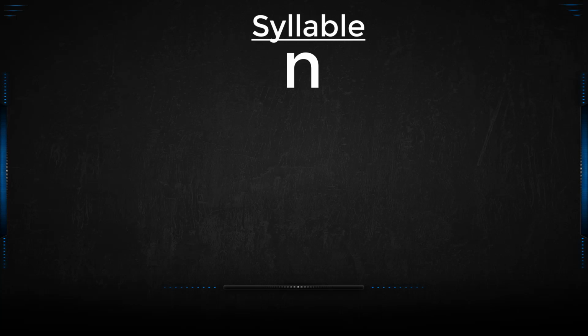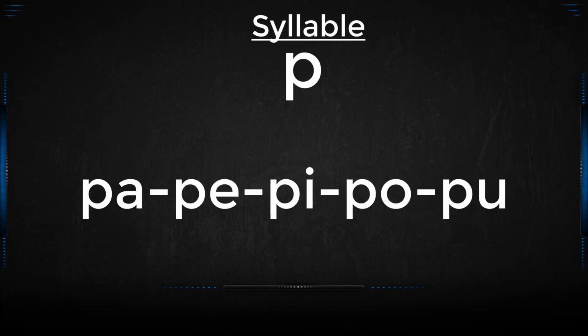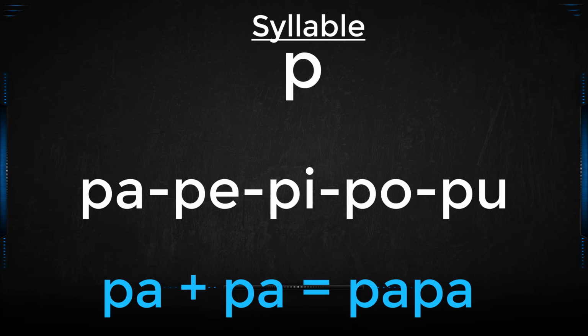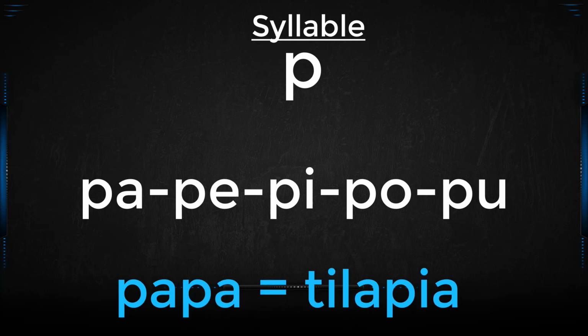Our next letter is P. So P meets an A, it forms pa. So we have pa, pe, pi, po, pu. In this case, an example is pa plus pa, which forms the word papa. Papa is a type of fish, tilapia.